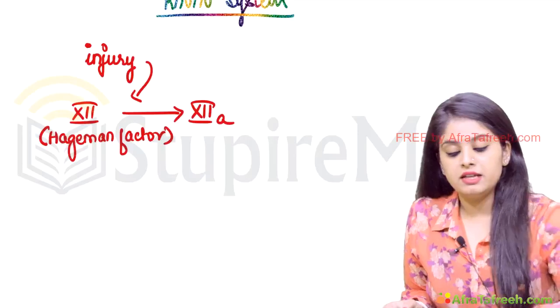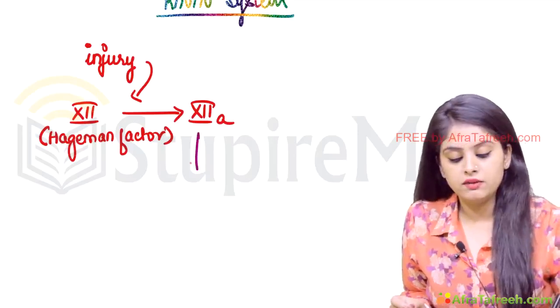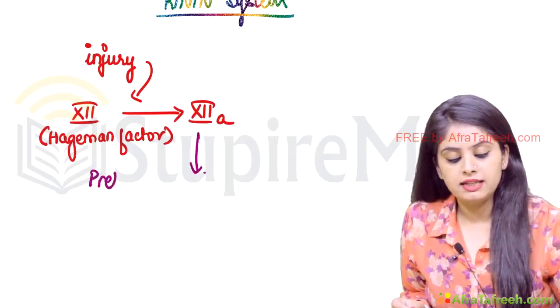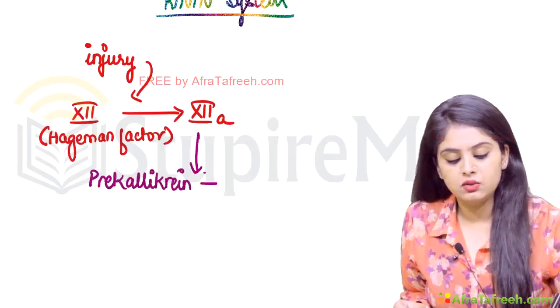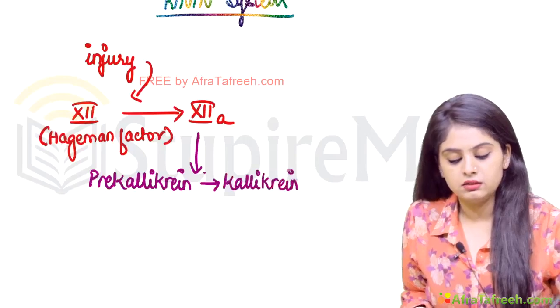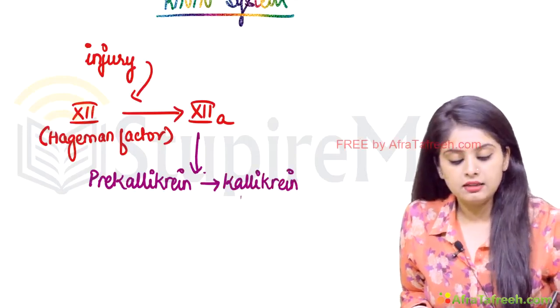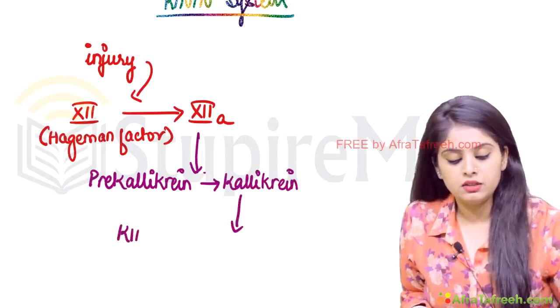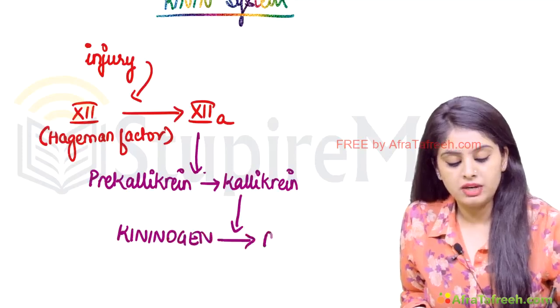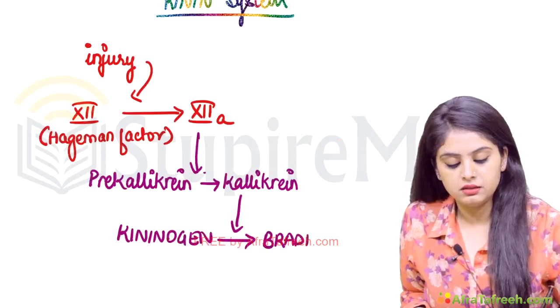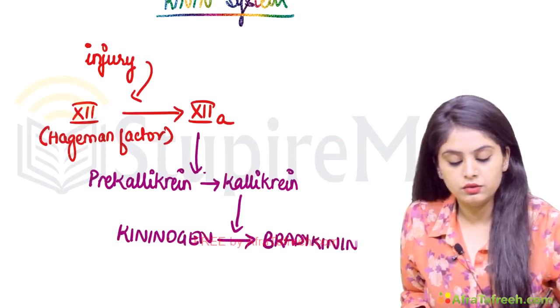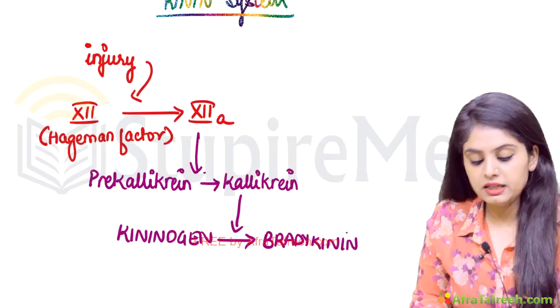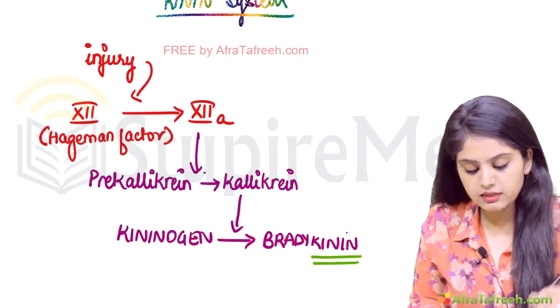This factor 12A is then going to convert prekallikrein into kallikrein. That in turn is going to convert kininogen into bradykinin. So students, we have ultimately reached the synthesis of a kinin.